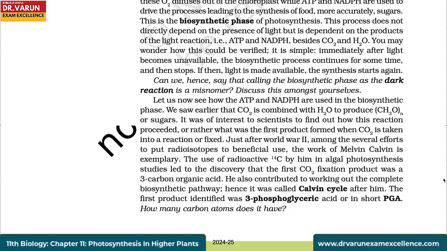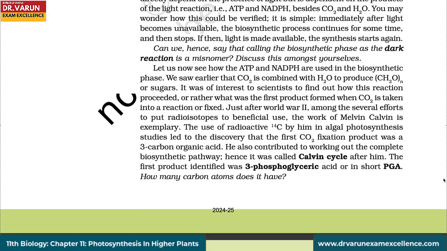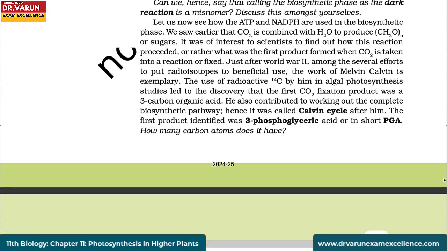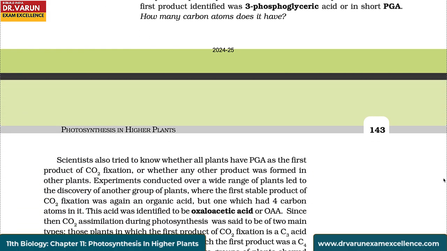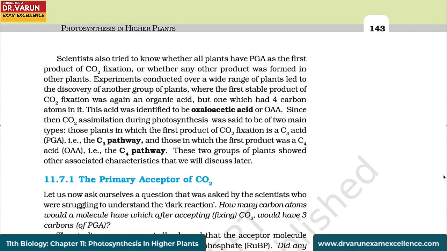Just after World War II, among the several efforts to put radioisotopes to beneficial use, the work of Melvin Calvin is exemplary. The use of radioactive carbon-14 by him in algal photosynthesis studies led to the discovery that the first carbon dioxide fixation product was a 3-carbon organic acid. He also contributed to working out the complete biosynthetic pathway. Hence it was called Calvin's cycle after him. The first product identified was 3-phosphoglyceric acid, or in short PGA. How many carbon atoms does it have?